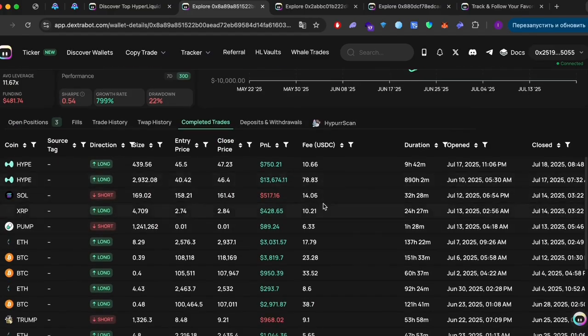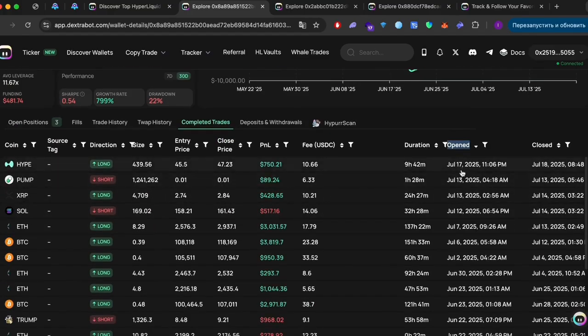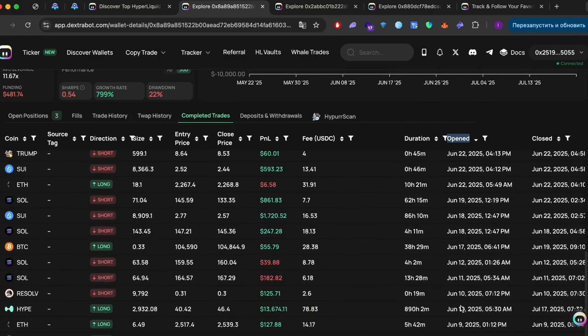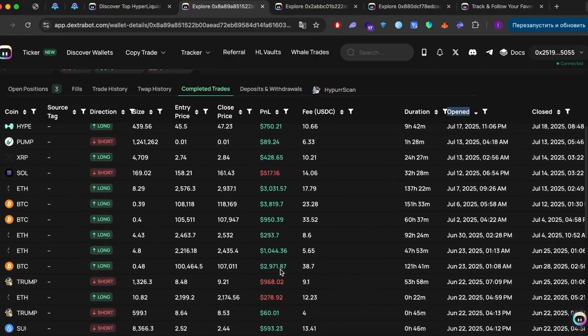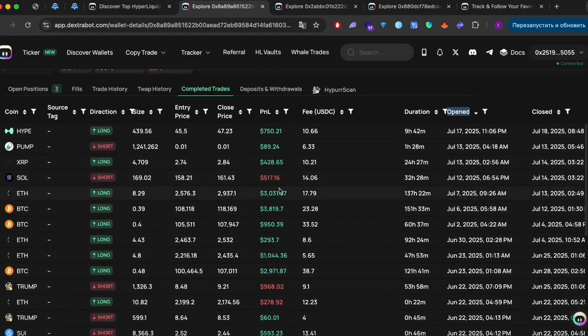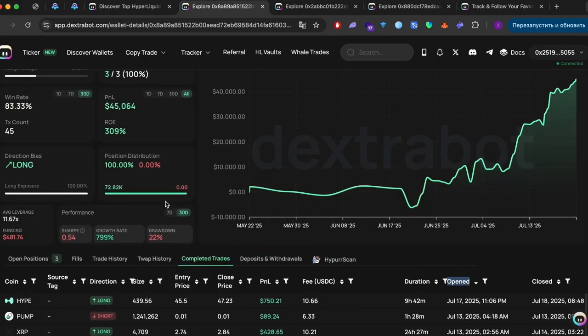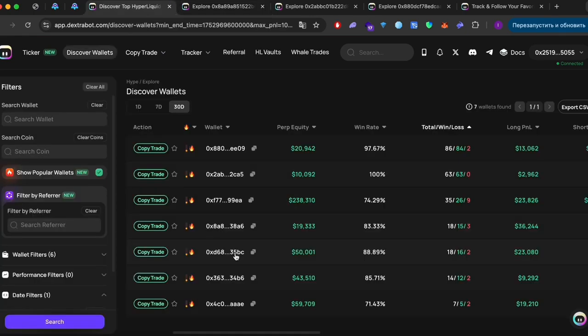Let's also take a look at the completed trades. The wallet doesn't trade every day. In other words, it trades rather infrequently, but it already has established statistics. And overall, the losses compared to the gains have been insignificant. So this is also a pretty good wallet worth keeping an eye on. Let's open the next address.